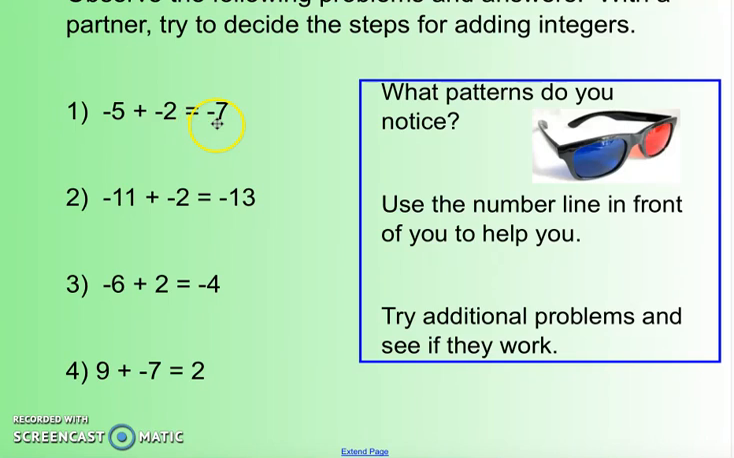-5 plus -2 equals -7. -11 plus -2 is -13. -6 plus 2 is -4.